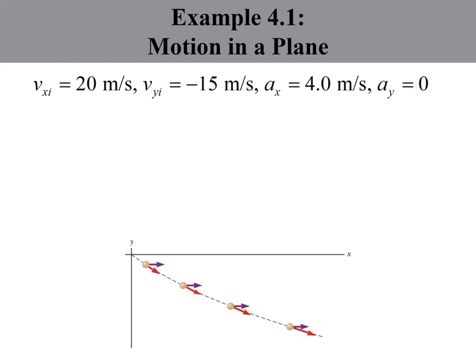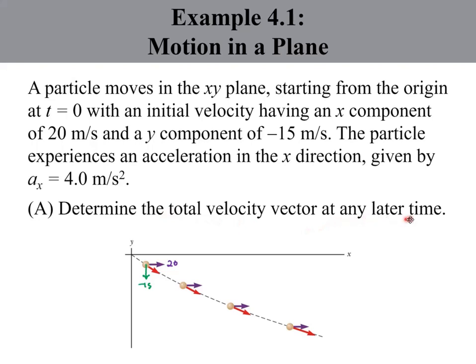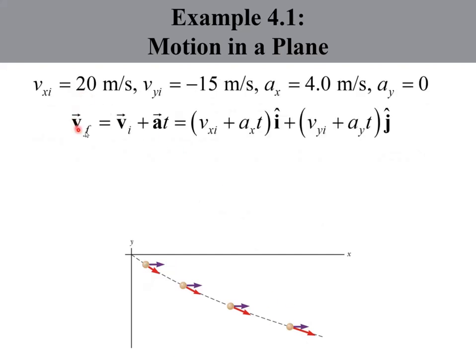So the question says determine the total velocity vector at any later time. When it says at any later time, the question is asking for an equation, an equation of velocity, which must be in unit vectors. And it must have t in the equation, because t is the unknown and can be any value. That's what it means by at any later time. So the equation must consist of t as the unknown, and it is an equation of v.